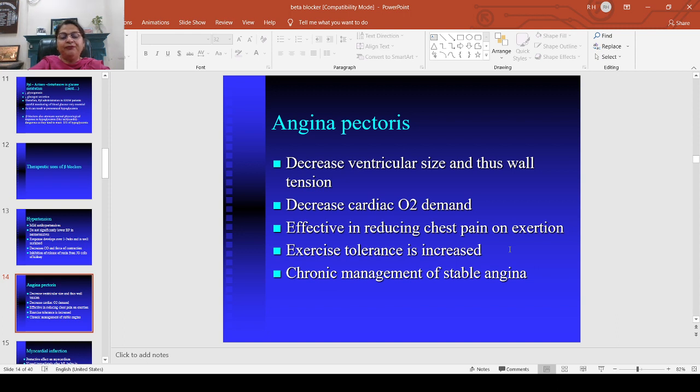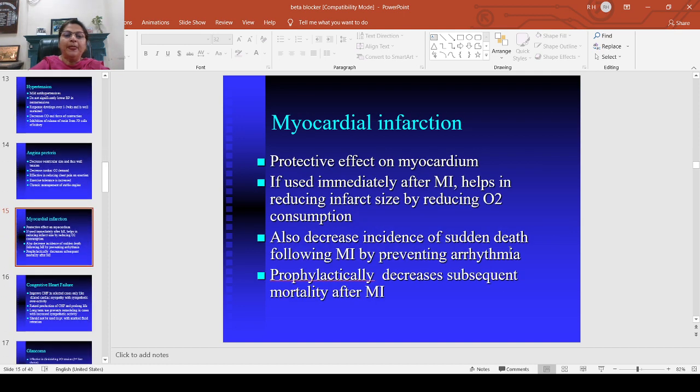In angina pectoris, beta blockers decrease the ventricular size and thus the wall tension is also decreased, thereby leading to a decrease in cardiac oxygen demand. Beta blockers are effective in reducing chest pain on exertion and the exercise tolerance is increased. So because of these reasons, they are useful in the chronic management of stable angina. In myocardial infarction, propranolol has a protective effect on the myocardium. If used immediately after myocardial infarction, it helps in reducing the infarct size by reducing the oxygen consumption.